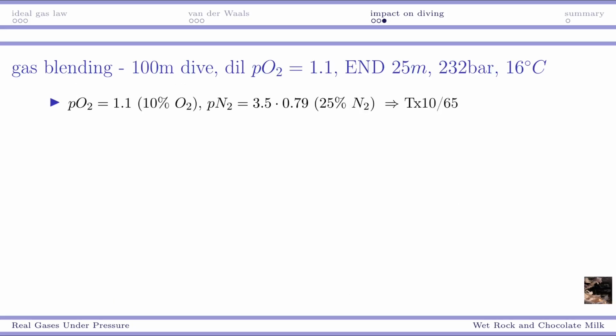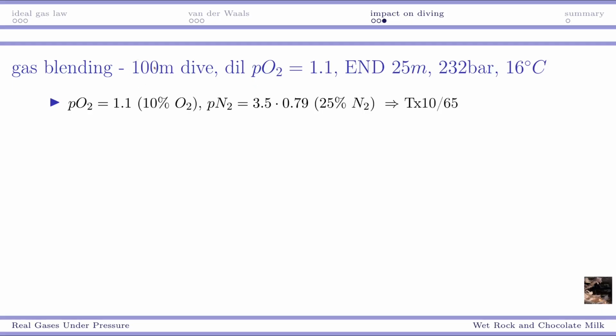More important, even, is if we're talking about gas blending. Let's say we want to make a 100-meter dive. It's going to be a rebreather dive because who does this on open circuit? So we're going to have to choose a diluent gas, and I'm going to say we're going to be looking at a PO2 of 1.1 so that we can dilute actually what's in the loop. And I don't want to have an equivalent narcotic depth of deeper than 25 meters. My cylinder is going to be charged to 232 bar, and I'm going to be keeping to the 16 degrees Celsius. So, what gas do we need?